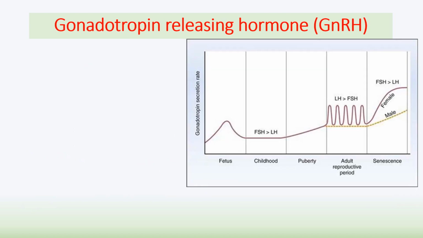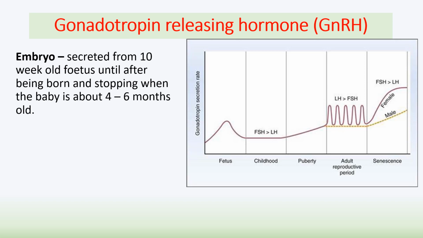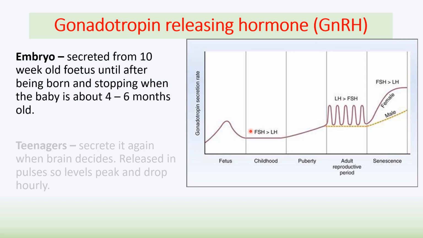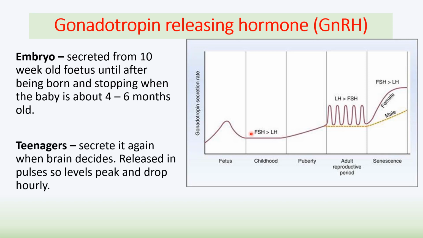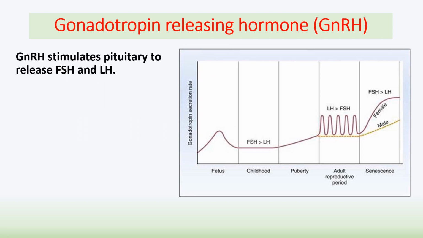Releasing hormones is actually also used in the embryo. So when you're a fetus, the levels increase until after being born and stopping when the baby's about 4 to 6 months. So it triggers rapid growth in the embryo to early baby. You then don't have much of it until you hit puberty, and it secretes again when the brain decides, and it is then released in pulses, so it goes up and down. Its job is to stimulate the pituitary gland.